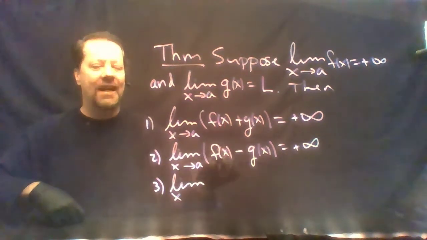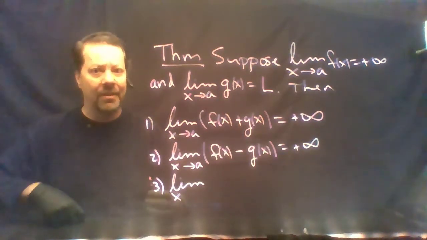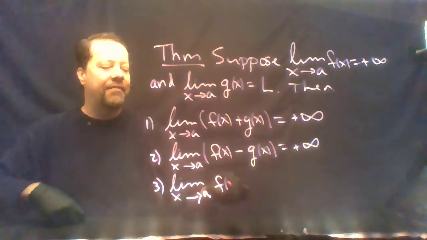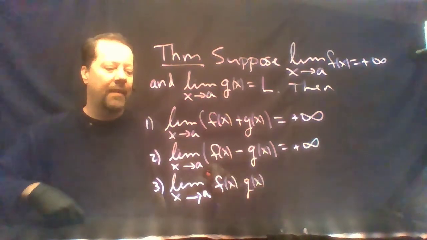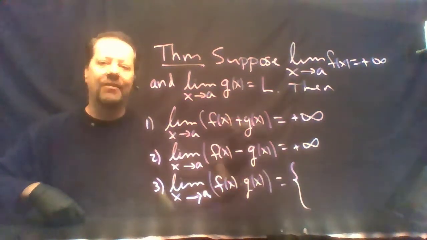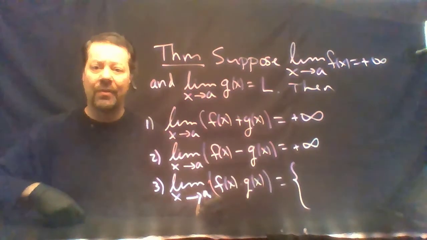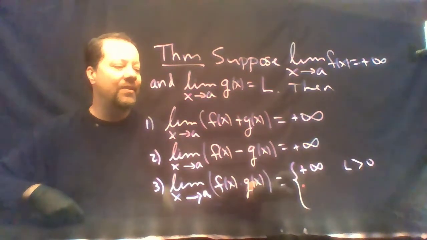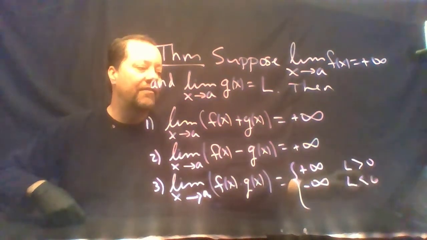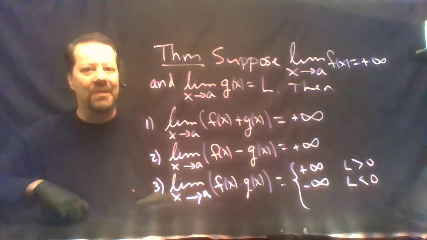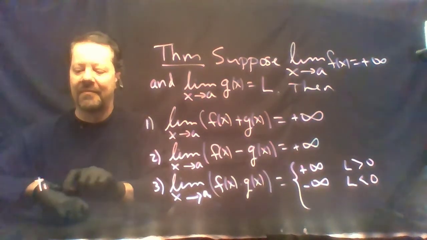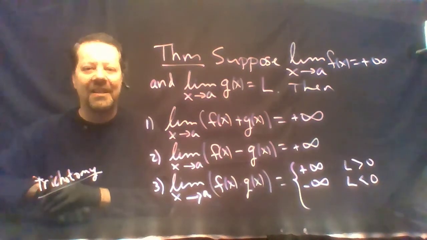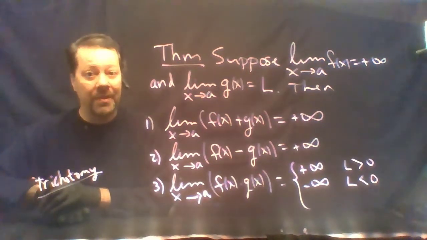What if we're not adding or subtracting? We still have multiplication and division to work with. If we have f of x times g of x, the limit now depends upon whether or not L is positive or negative. It goes to plus infinity if L is positive, and it goes to minus infinity if L is negative. But in mathematics, there's a principle called trichotomy. That says every number is either positive, negative, or 0.